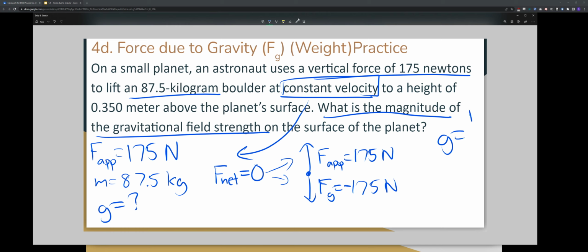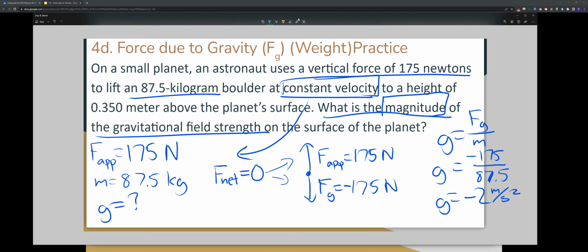Now that we know our force due to gravity is negative 175, G is equal to Fg over M. Fg is negative 175, M is 87.5. So G is equal to negative 2 meters per second squared. Because the question is asking for the magnitude, which is just the size or quantity, meaning you don't care about direction, we're not going to care about this negative sign. And so our answer here is 2 meters per second squared.